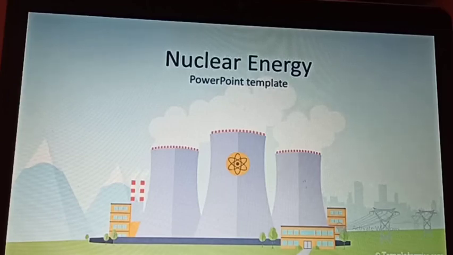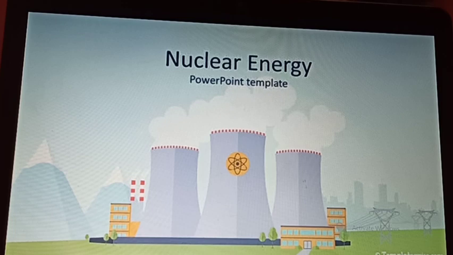Hello everyone. So today we will discuss nuclear energy. So what do you mean by nuclear energy? The energy released during a nuclear reaction is called nuclear energy. So basically, what is the difference between a nuclear reaction and a chemical reaction?